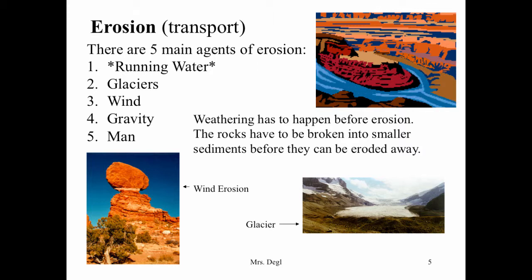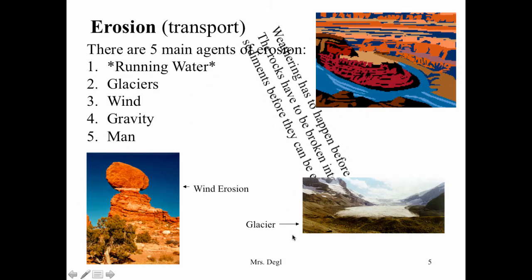Weathering has to happen before erosion can take place. There have to be sediments before the agent can move them. So the rocks have to be broken down into sediments before they can be eroded away. Here's an example of wind erosion. And here's an example like this big crater in this mountain, which is glacier erosion.